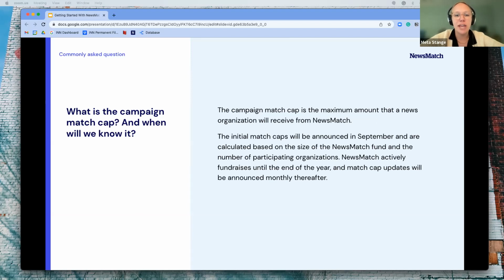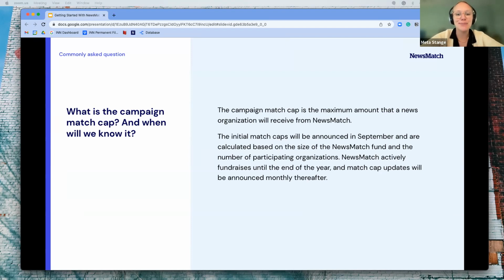Coming back to the match cap, because you'll hear it referenced a lot throughout the course of the campaign, the match cap is the maximum amount that NewsMatch awards in matching funds. This does not include partner funds or goal-based bonuses, and it is only available to those newsrooms with operating expenses that fall under $1 million annually.